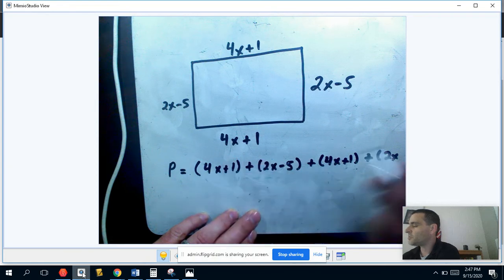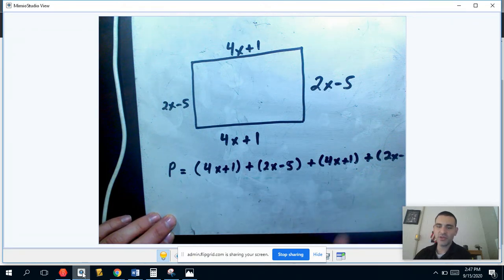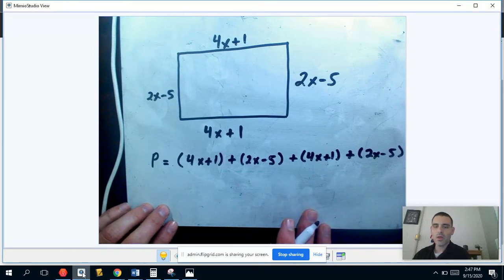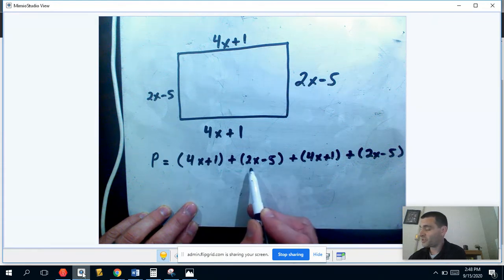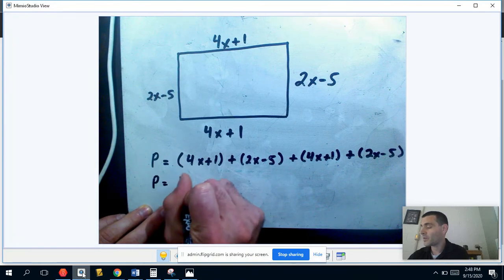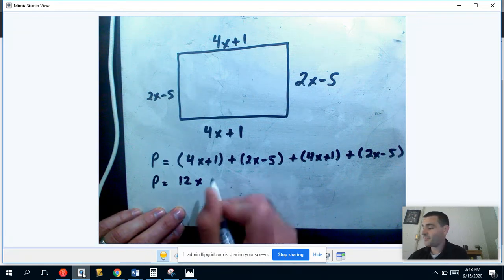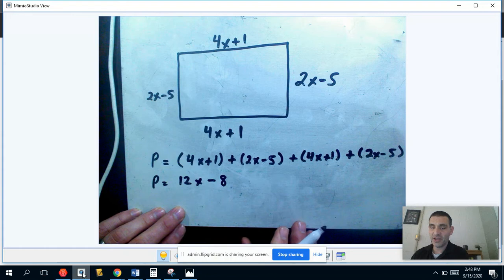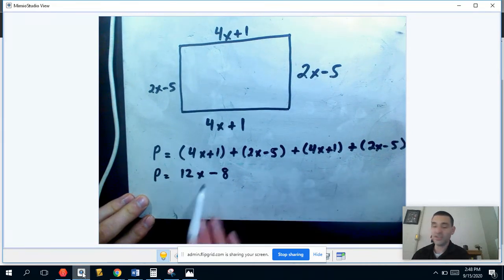And that is 4x plus 1. So I'm going to add them all up. That's 4x plus 1, 2x minus 5, 4x plus 1, 2x minus 5. If I add the x's, 4 and 2 makes 6, and you can double that to make it 12, or just say 4 plus 2 is 6, plus 4 is 10, plus 2 is 12. Just add all of them up. 1 minus 5 is negative 4. Twice that would be negative 8. Or alternatively, you could have said 1 minus 5 is negative 4 times 2 is negative 8, whichever. If you add all of them up, you get 12x minus 8.